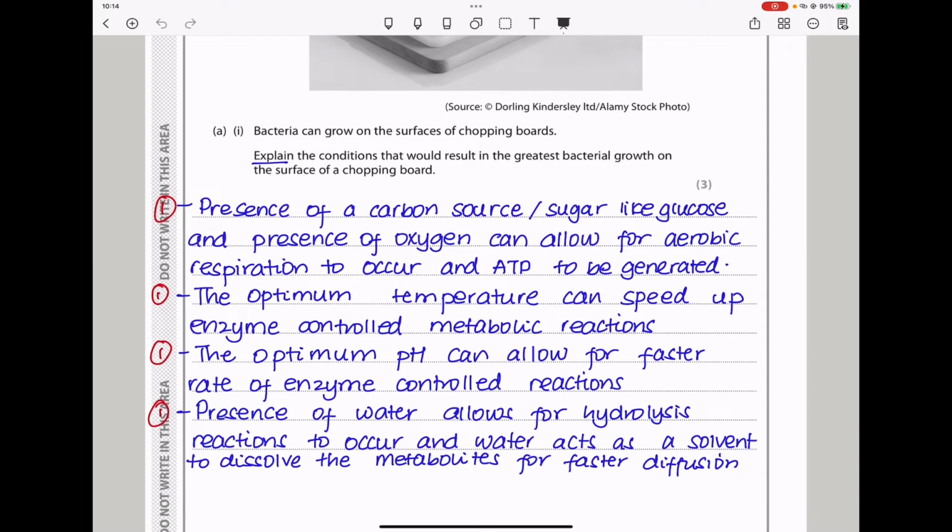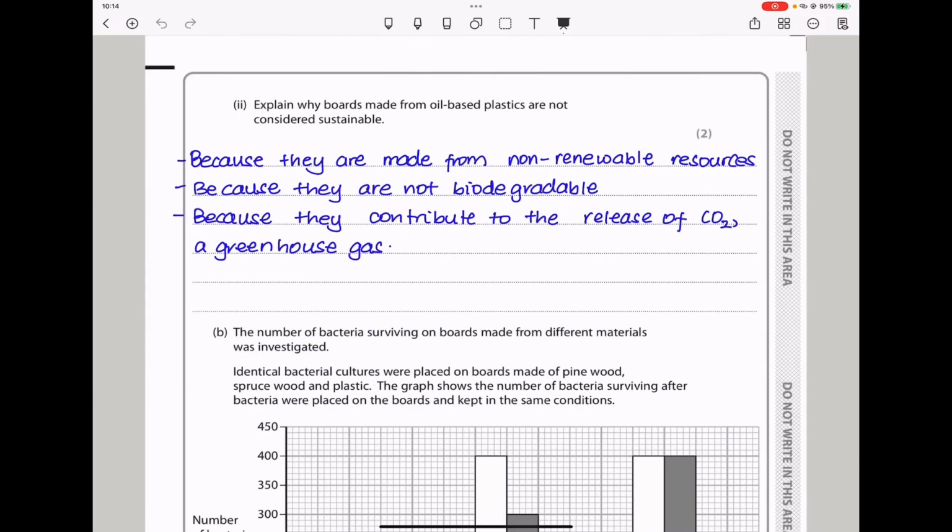The optimum temperature can speed up the enzyme-controlled metabolic reactions, and then the optimum pH can allow for faster rates of enzyme-controlled reactions, and also presence of water. This helps in hydrolysis reactions to occur, and water acts as a solvent to dissolve the metabolites for faster diffusion. Because remember, bacteria release enzymes that carry out external digestion, and then the nutrients have to be absorbed. So those nutrients have to be able to dissolve in a specific solvent so that they can be absorbed back into the cell. So moving on.